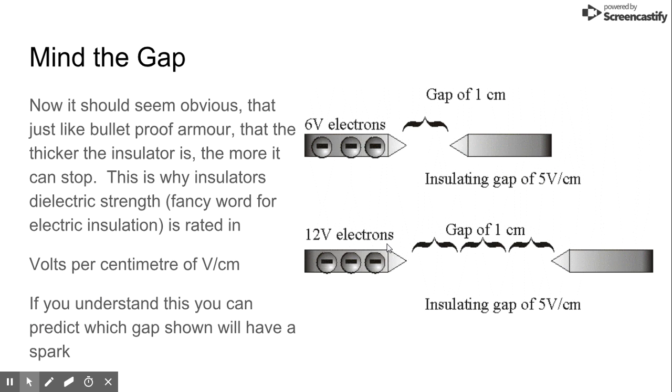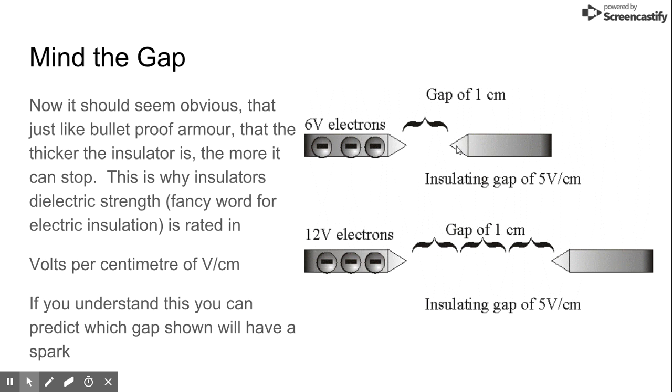This gives us some great power. If we know the insulating capacity of a gap, then we can measure the voltage by simply measuring the gap that's jumped. So let's say there's an air gap here, and we've measured that the air gap has a strength of 5 volts per centimeter.